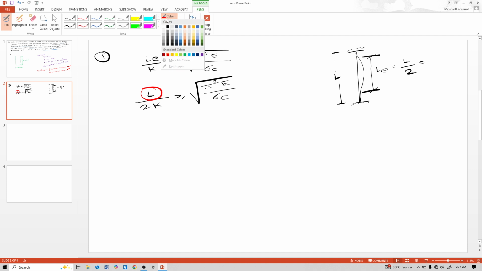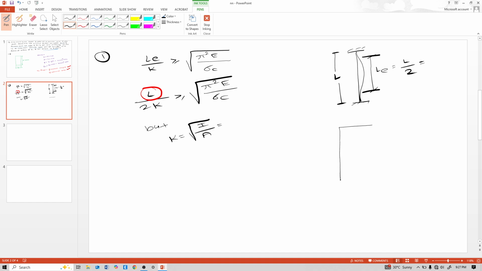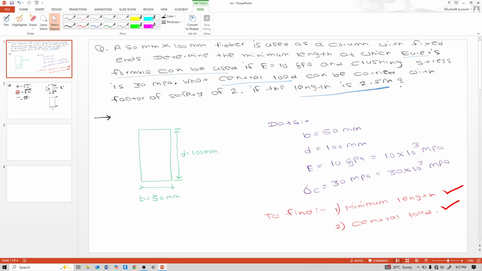K is equal to radius of gyration, which is under root of moment of inertia upon area. And see, the shape of that column is a rectangle. This side is 50 mm, width or breadth is 50 mm, and depth is 100 mm.